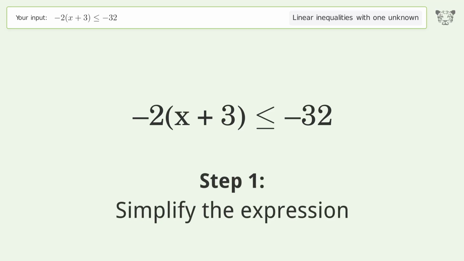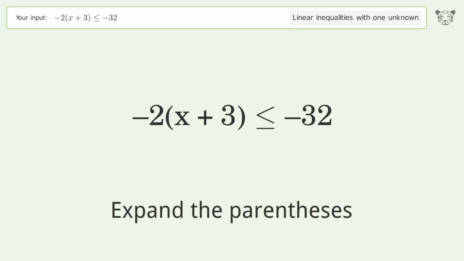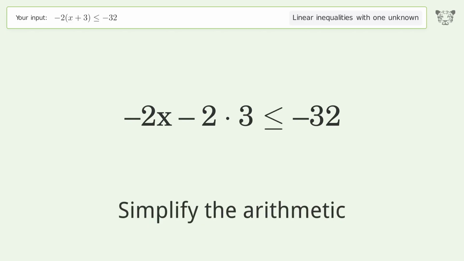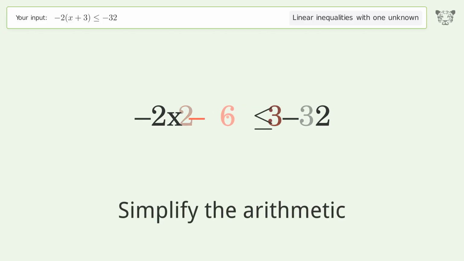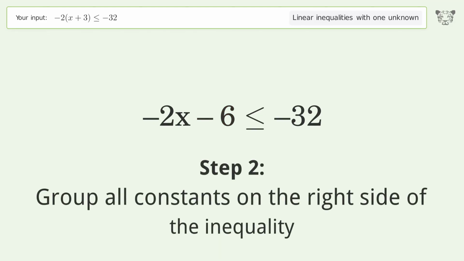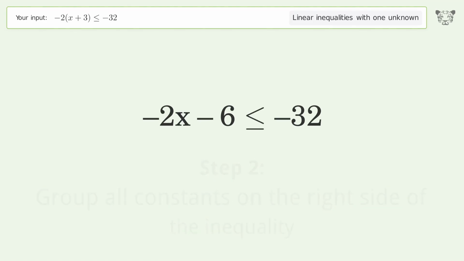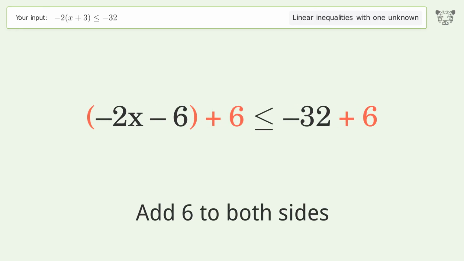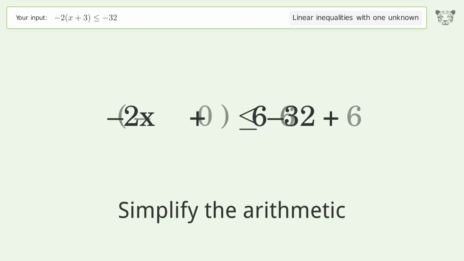Simplify the expression. Expand the parentheses. Simplify the arithmetic. Group all constants on the right side of the inequality. Add 6 to both sides. Simplify the arithmetic.